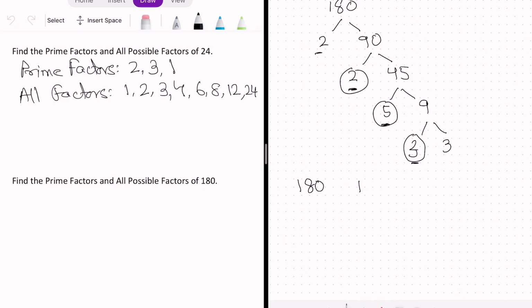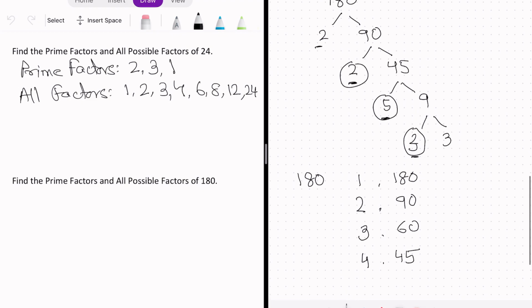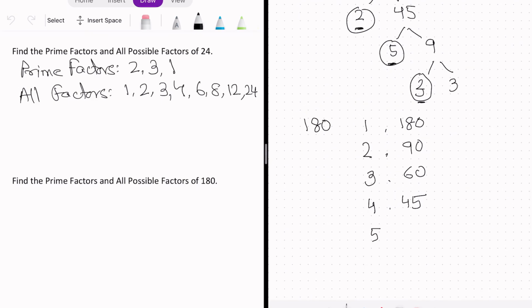1 when multiplied by 180 gives 180. 2 multiplied by 90 gives 180. 3 multiplied by 60 gives 180. 4 multiplied by 45 gives 180. 5 multiplied by 36 gives 180. 6 multiplied by 30 gives 180.